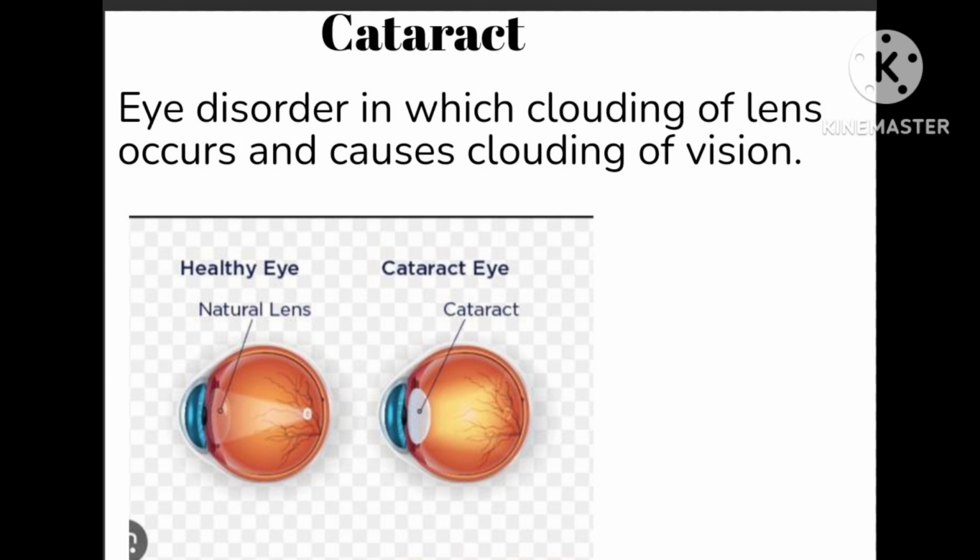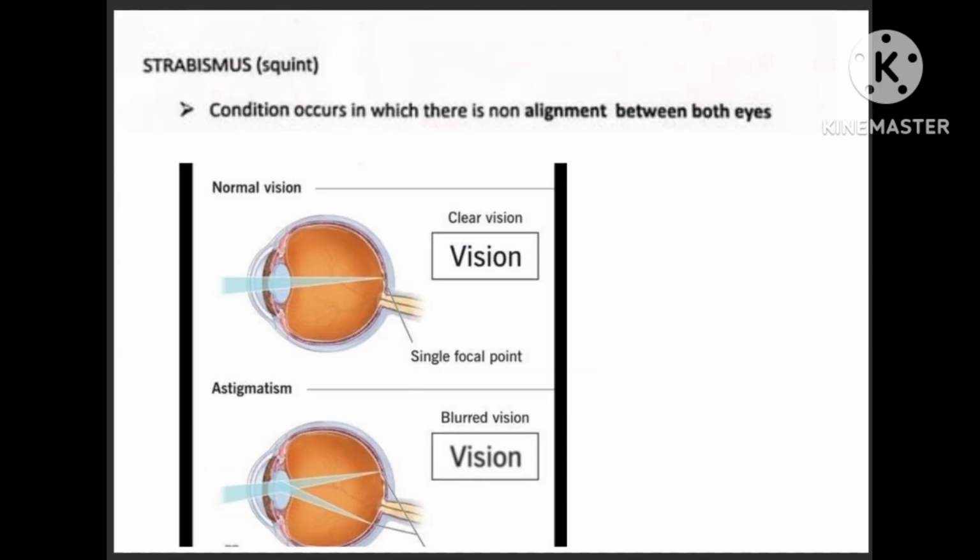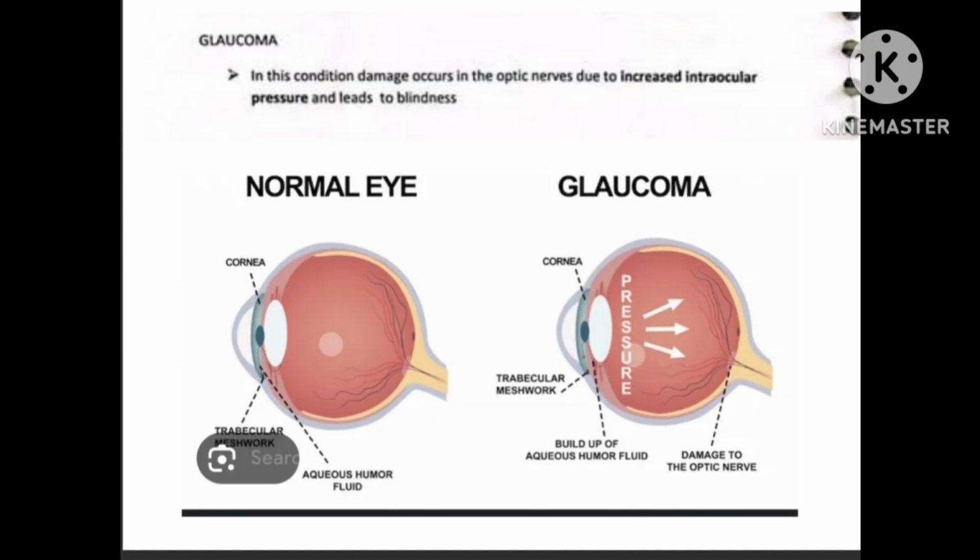Next condition is cataract. Cataract is an eye disorder in which clouding of the lens occurs and causes clouding of vision. Next one is strabismus. It is a condition in which there is no alignment between both eyes. Next condition is glaucoma. In this condition, damage occurs in the optic nerves due to increased intraocular pressure and leads to blindness.